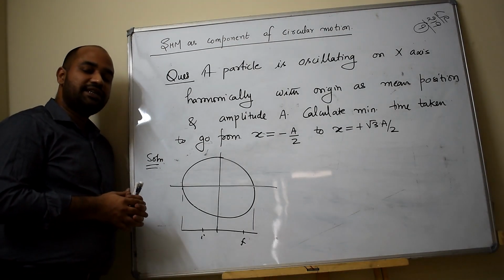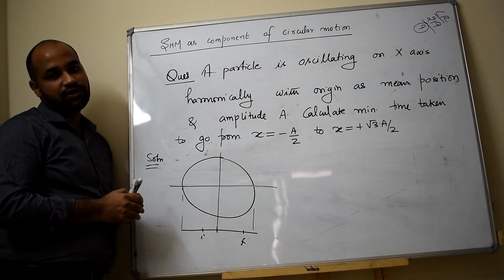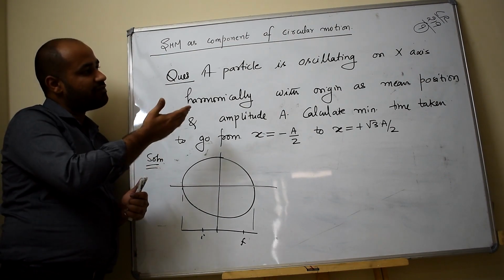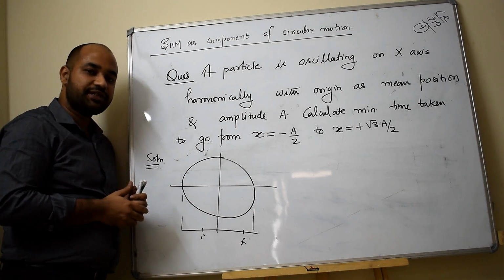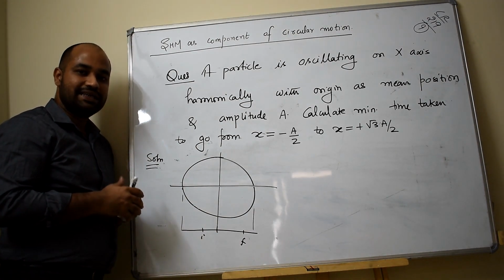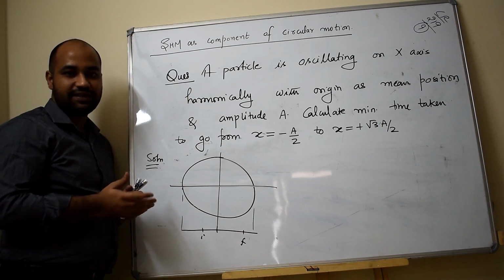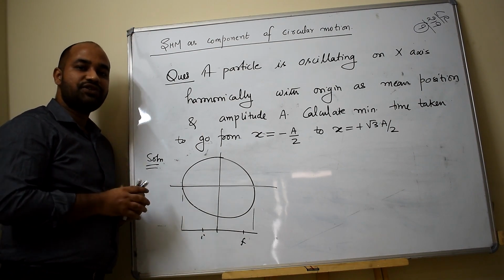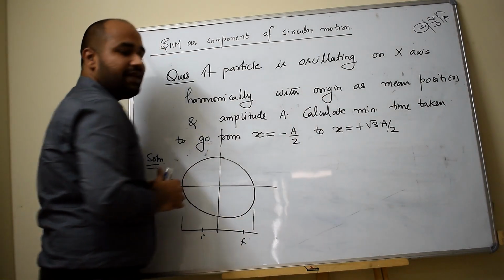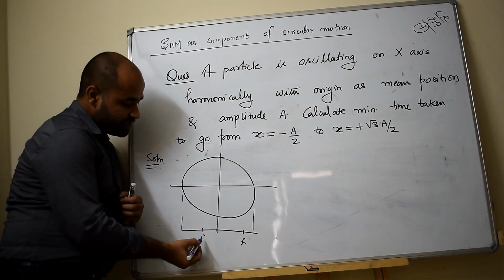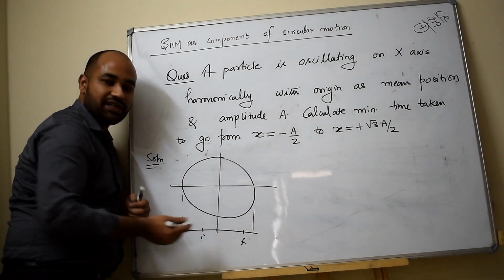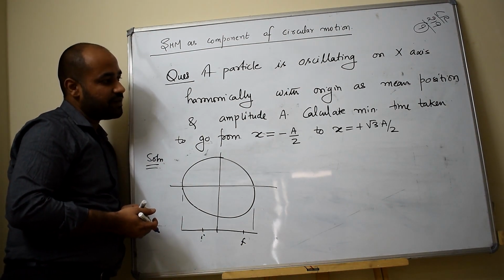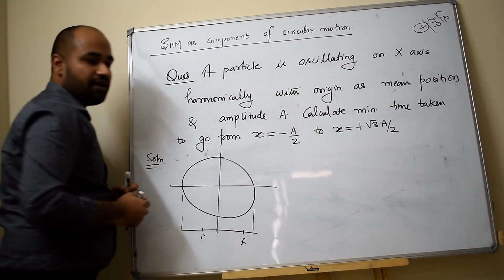At this point, let's take a numerical example which uses this concept. Let's suppose we have a particle oscillating on x-axis with mean position being the origin, the amplitude being A, the time period being capital T, let's say. And we are asked to find the minimum time taken by this particle to go from an initial position I, x equal to minus A by 2, to a final position f, x equal to root 3 A by 2.